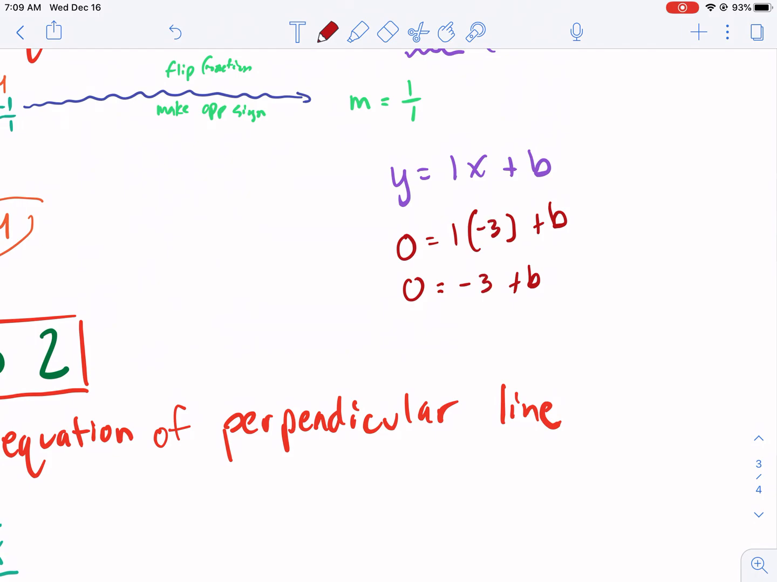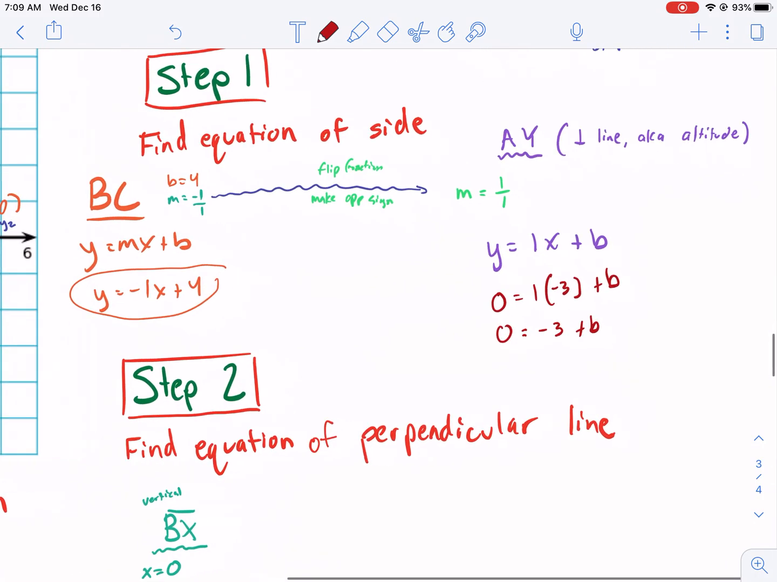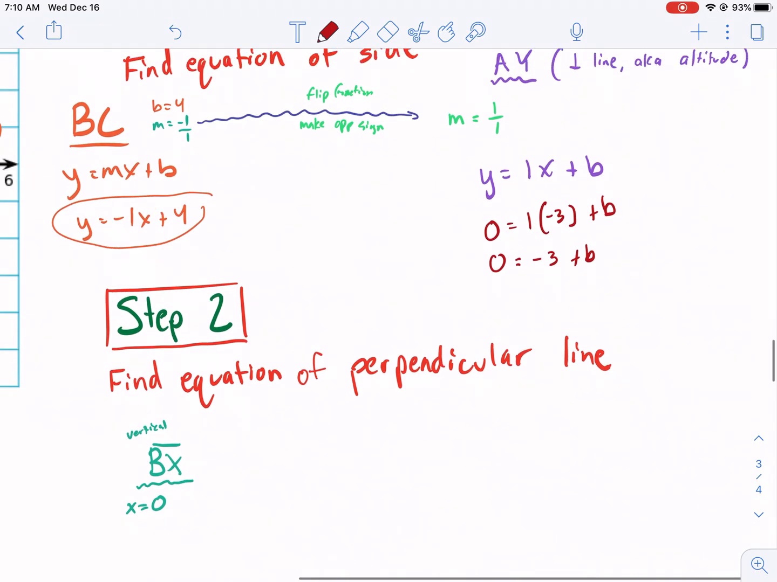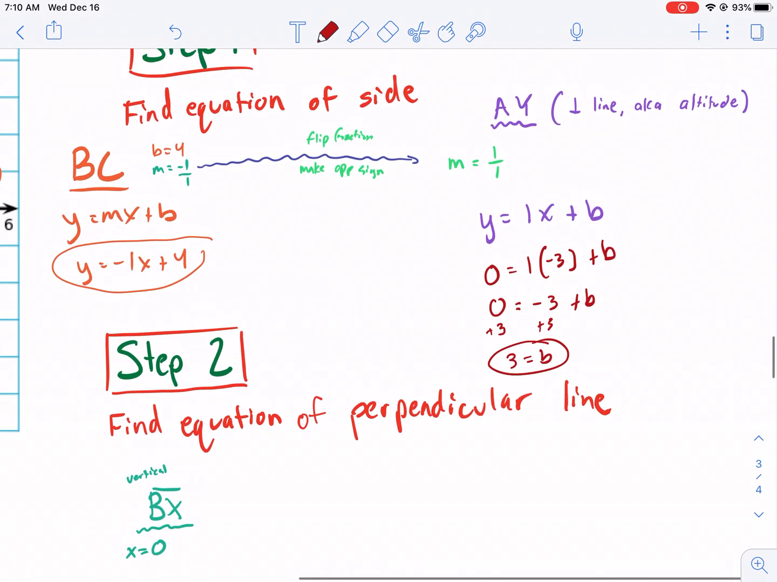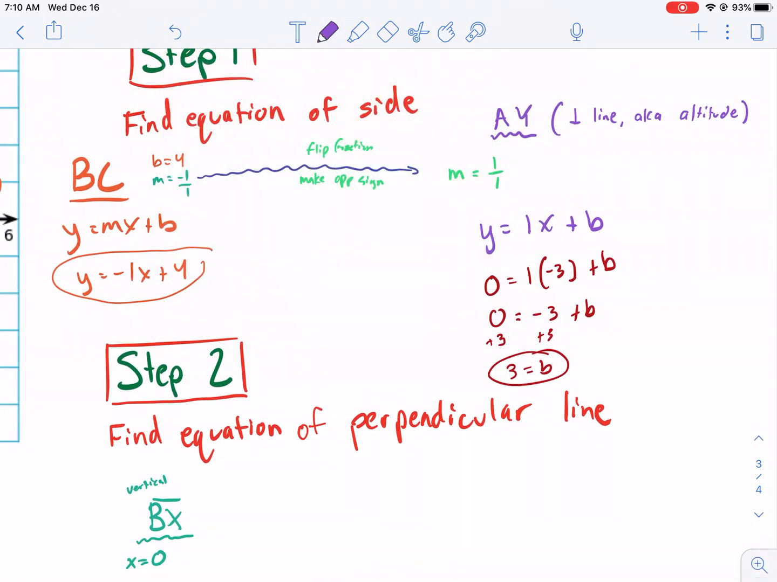So I get negative 3 plus b. Okay. Now, I'm going to add 3 to both sides. So I get 3 equals b. And there we go. I have my new equation. My new equation, my purple equation, is going to be y equals, let me write it up closer. Y equals 1x plus 3.